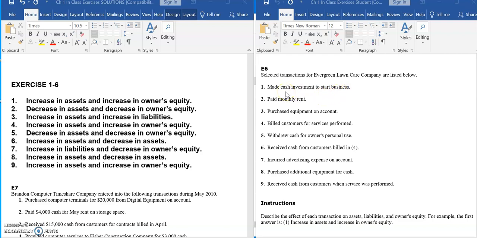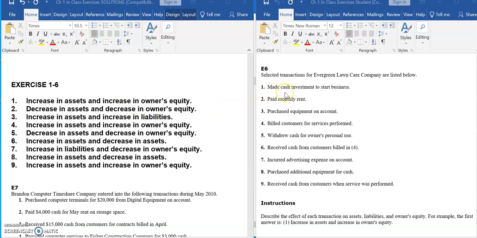So the owner invested cash into the business to get it started. The impact on this from the business's perspective is that it received cash. Cash is an asset to the company, so the company's assets must have increased. So there is an increase in the assets. Remember, every transaction will always affect at least two accounts. That's the only way our accounting equation will stay in balance.